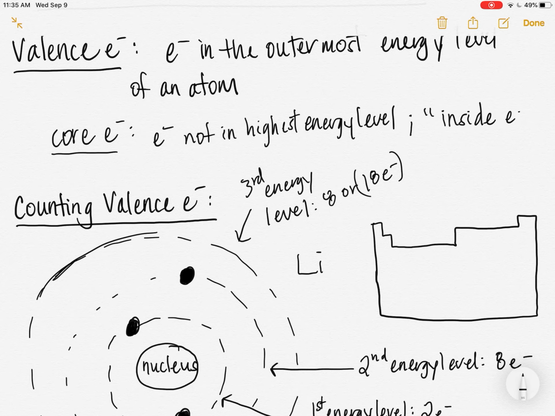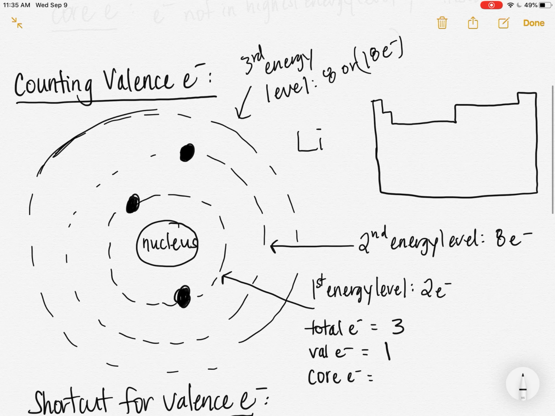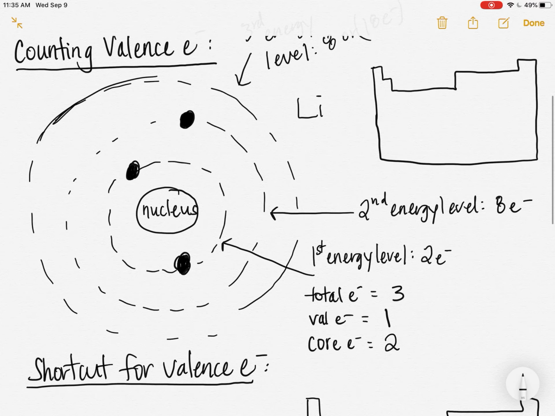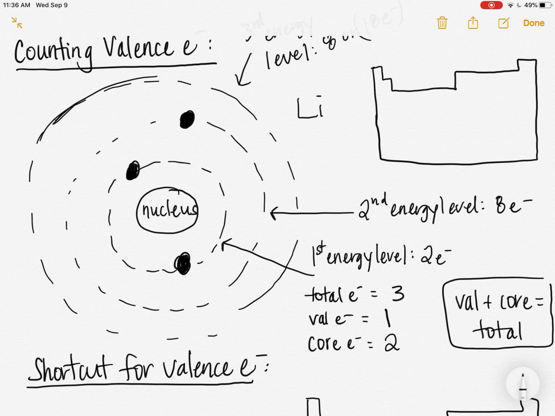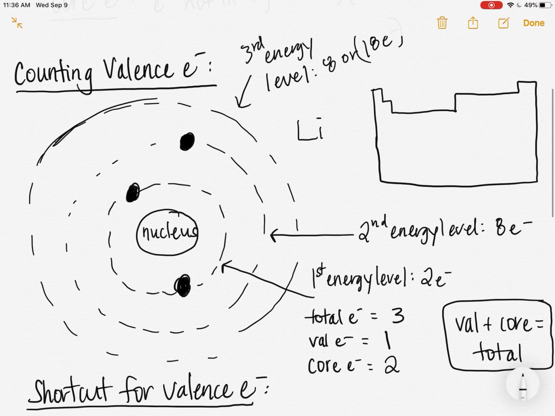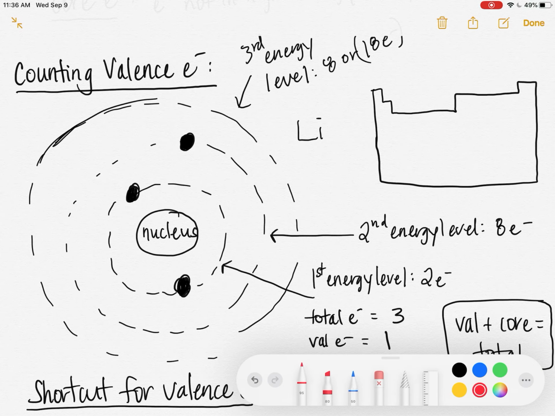We sometimes refer to them as the inside electrons. Okay. So in this case, lithium has 2 core electrons. So we're going to come up with this little math equation. It's a very simple one, but the math equation says valence plus core make total. So that's important to us. Okay, so valence plus core make total.